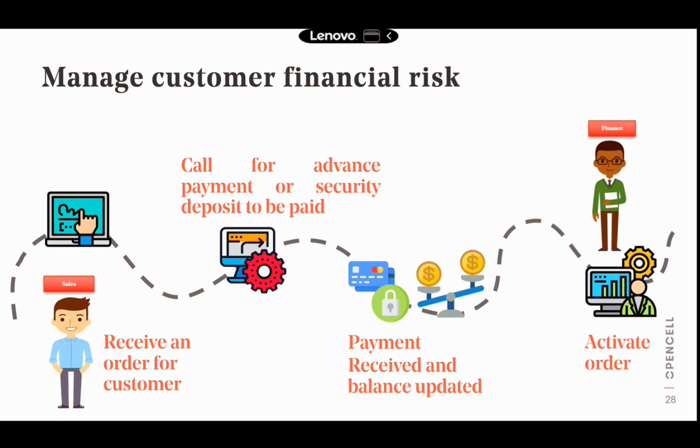So as a sales operator, I receive first an order from the customer, and then I ask him to pay. And as soon as I receive the payment, in either way, like if it's a call for advance payment or security deposit, then the subscription is activated, and the finance manager can activate the order. And we will see how it works in Opencell, and the whole life cycle for the two cases. So let's start.